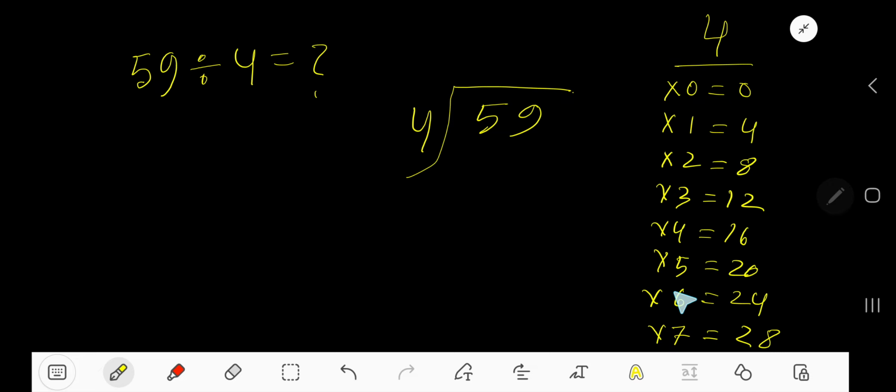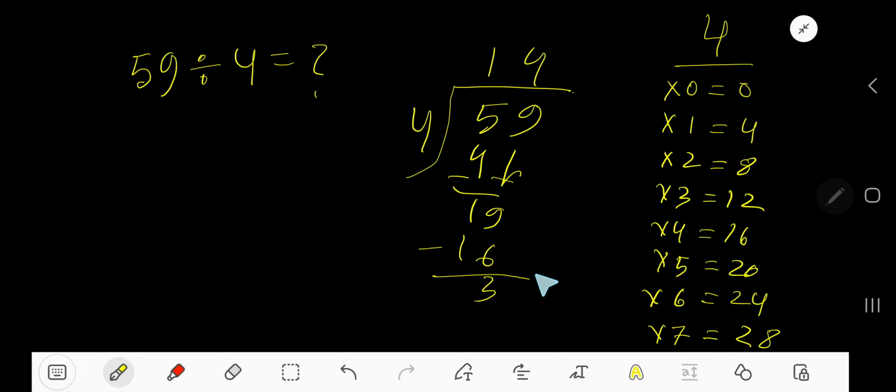This process will continue. 4 goes into 5 how many times? 2 times 4 is 8, which is greater, so 1 time. 1 times 4 is 4, subtract, get 1, bring down the next digit, 9, making 19. 4 goes into 19 how many times? 5 times 4 is 20, which is greater, so 4 times. 4 times 4 is 16. If you subtract, you are getting 3. So our answer is 14 remainder 3.